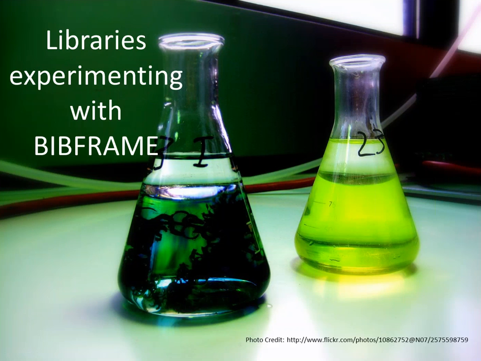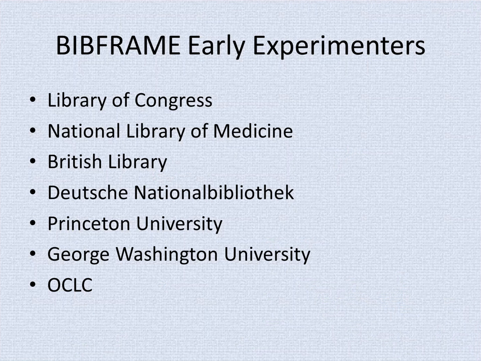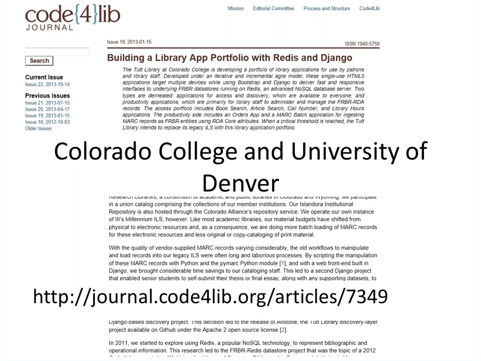I did also want to point you in the direction of some libraries who are experimenting with BibFrame. So you can look around and look at their projects and see what they've been doing. There were a group of BibFrame early experimenters working with the Library of Congress. You can see some other national libraries. OCLC has been doing a lot of BibFrame and linked data experimentation, and so that's one group of experimenters. Colorado College and University of Denver have done some experimenting, and they've documented theirs in an article in the journal Code4Lib Journal, which I have the link to there.